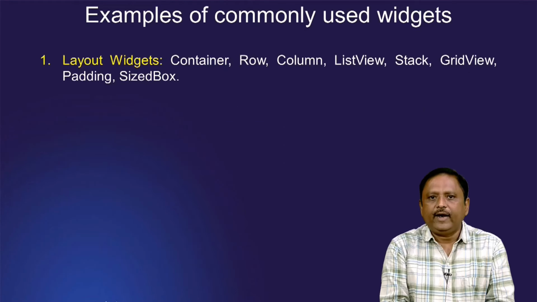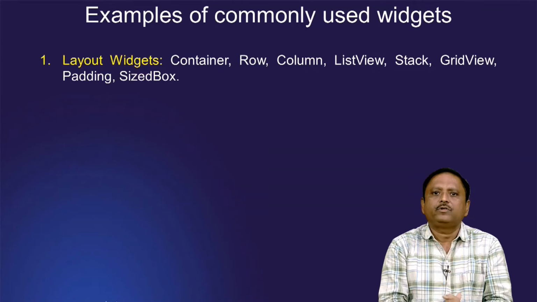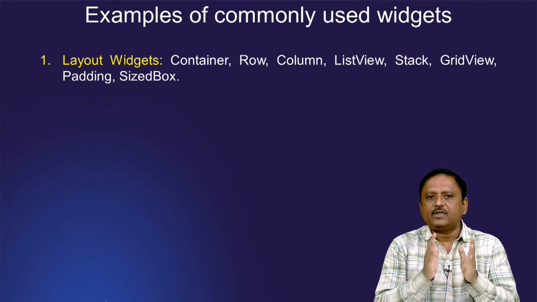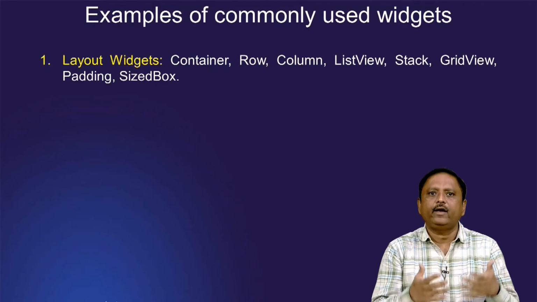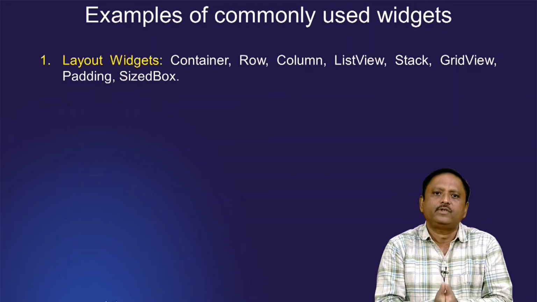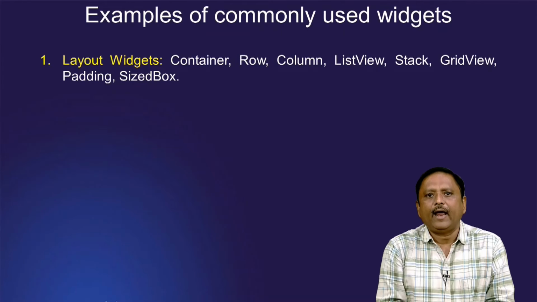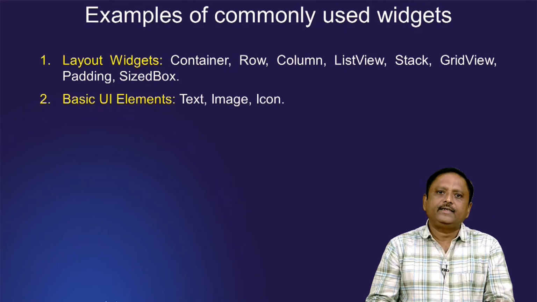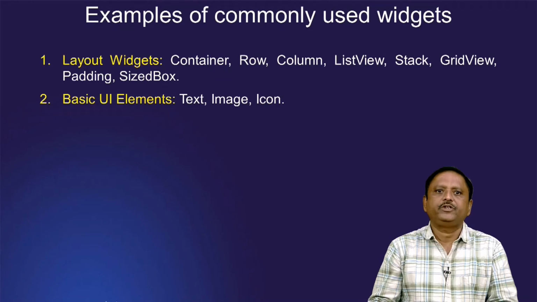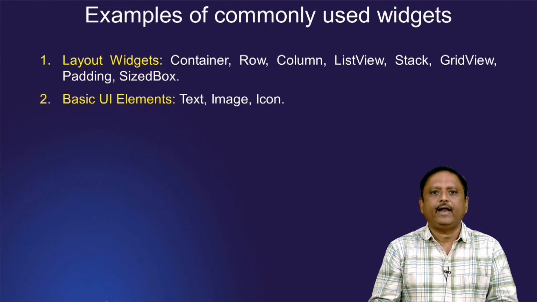Now let us understand commonly used widgets. Let's go through a few commonly used Flutter widgets by category. First is layout widgets, which contain container, row, column, list view, stack, grid view, padding and size box. Another is basic user interface elements, which consist of text, image and icon.